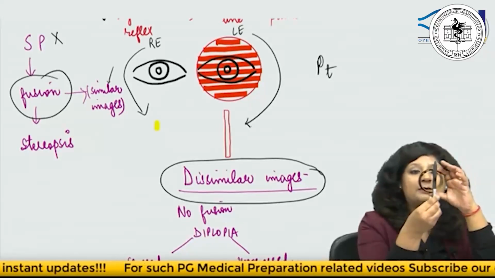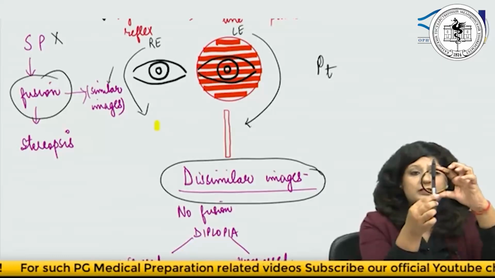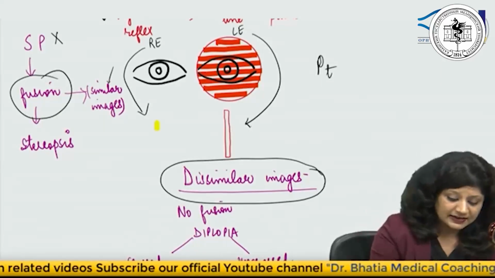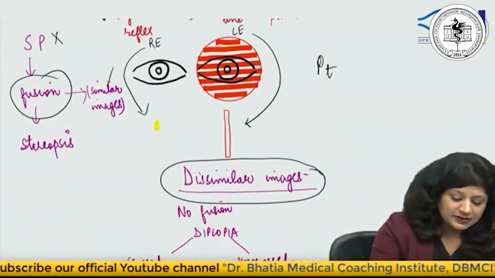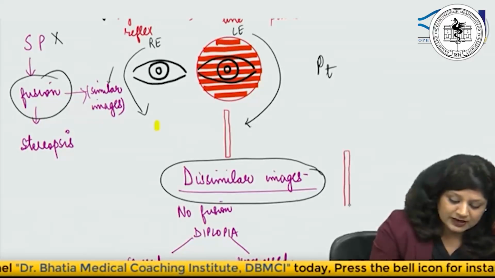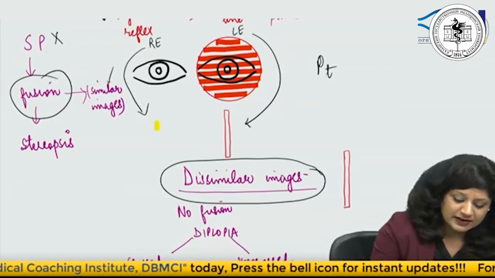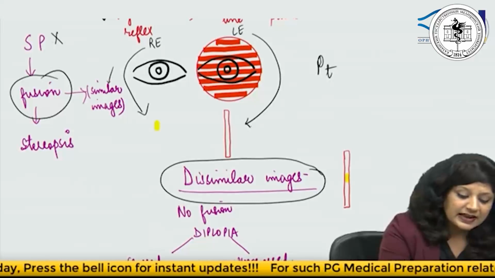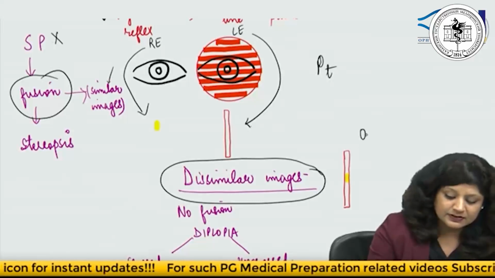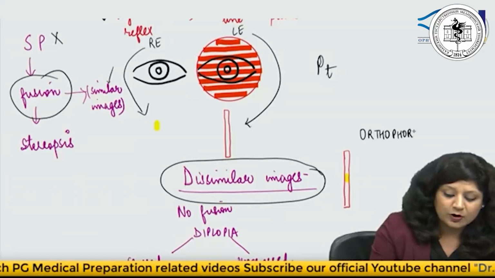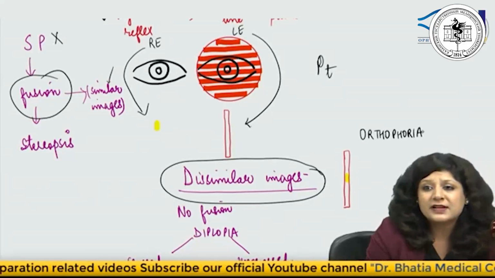There can be simultaneous perception. So the person will see both the light reflex as well as a line in a similar plane. Suppose this is the plane here. So he will see this dot reflex as well as the line in the same plane. So if the person is seeing like this, then I can say that the person is orthophoric, or there is orthophoria, because simultaneous perception is present.